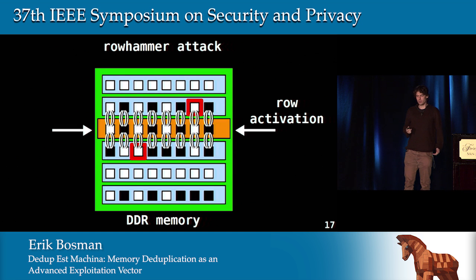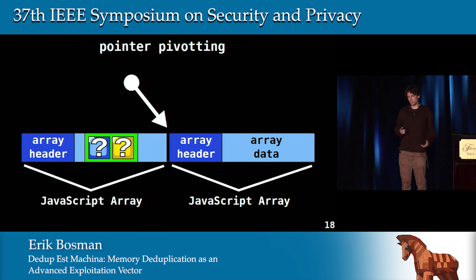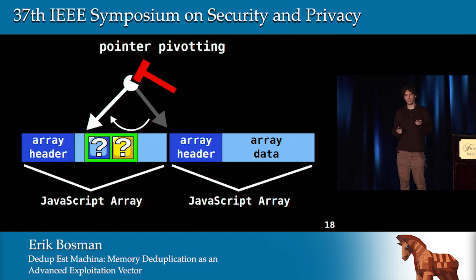So in our case, we find memory with a bit that you can flip, and then we insert the right pointer in this memory location. We hammer, the pointer flips, and we get a pointer to our object, and then we can have arbitrary read-write.